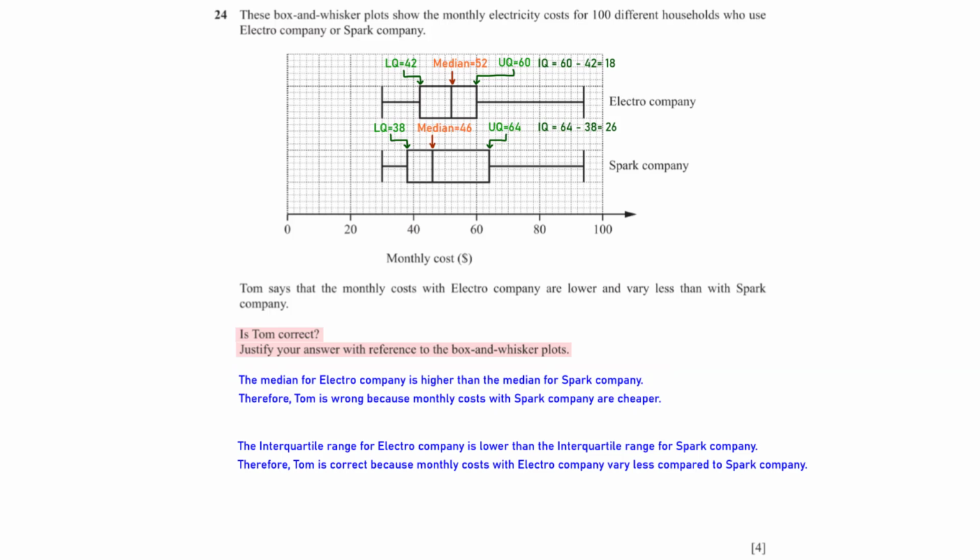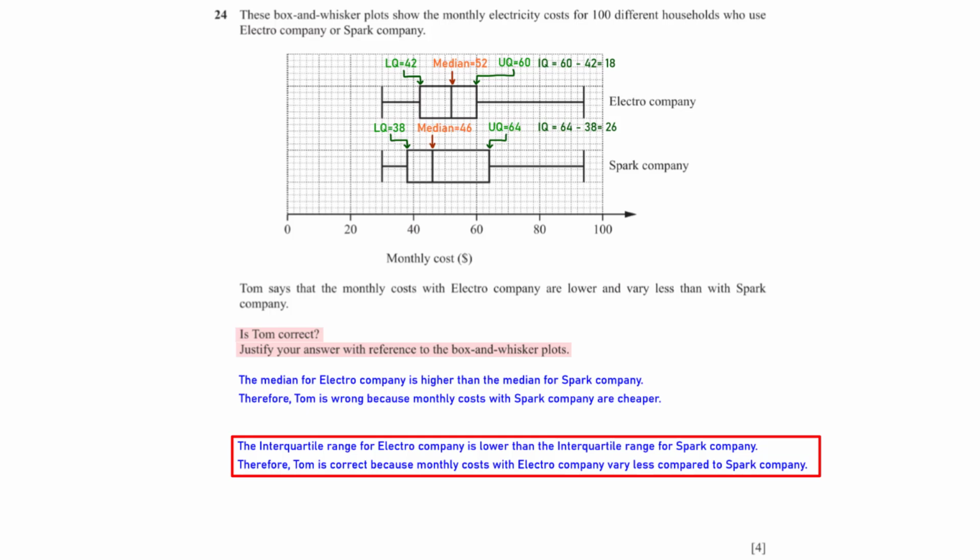From the box and whisker plots, the interquartile range for Electro Company is 18 and the interquartile range for Spark Company is 26. We see that the interquartile range for Electro Company is lower than the interquartile range for Spark Company. Therefore, we can conclude that Tom is right because the monthly costs with Electro Company vary less.